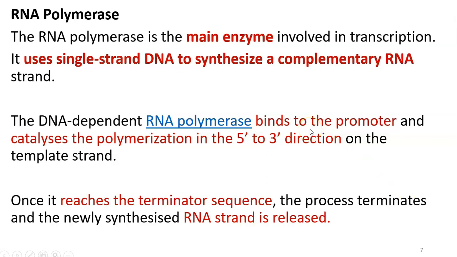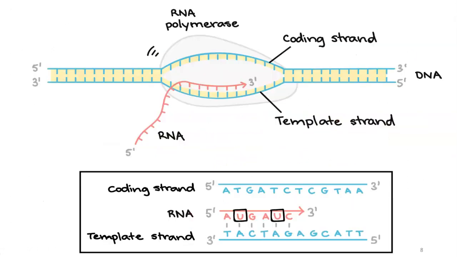Now the third thing is RNA polymerase. RNA polymerase is the main enzyme involved in the transcription. It uses the single-stranded DNA, as we told. When the transcription happens, the double-stranded DNA will be unwound. That particular area will be unwound to single-stranded DNA. That will be used as a template to form a complementary RNA strand. Now, the RNA polymerase binds to the promoter and catalyzes the polymerization in the 5' to 3' direction on the template strand. I will show you how it happens.